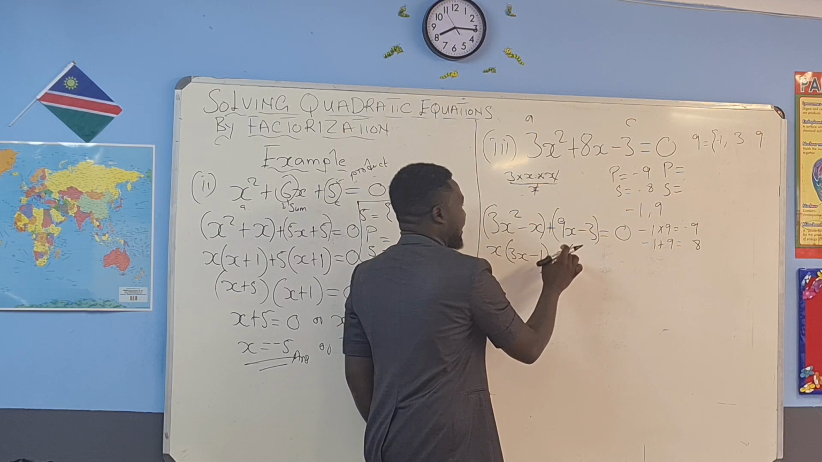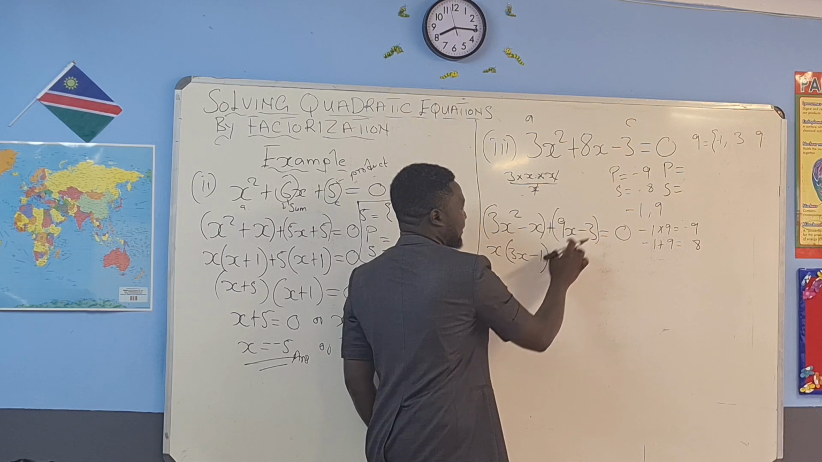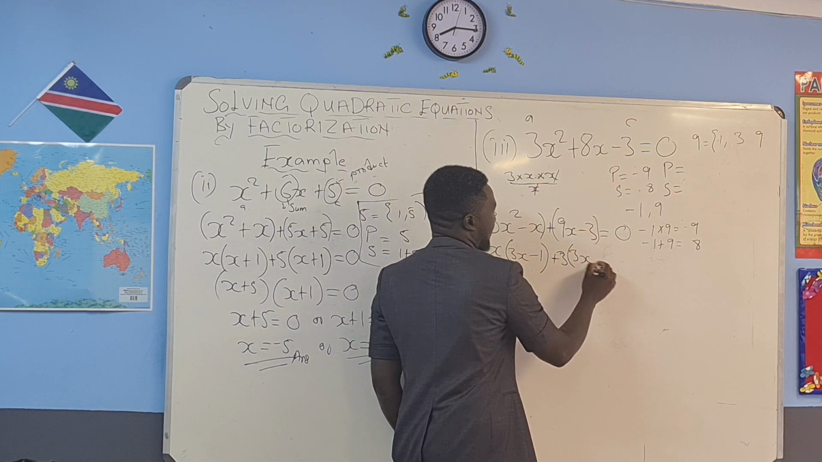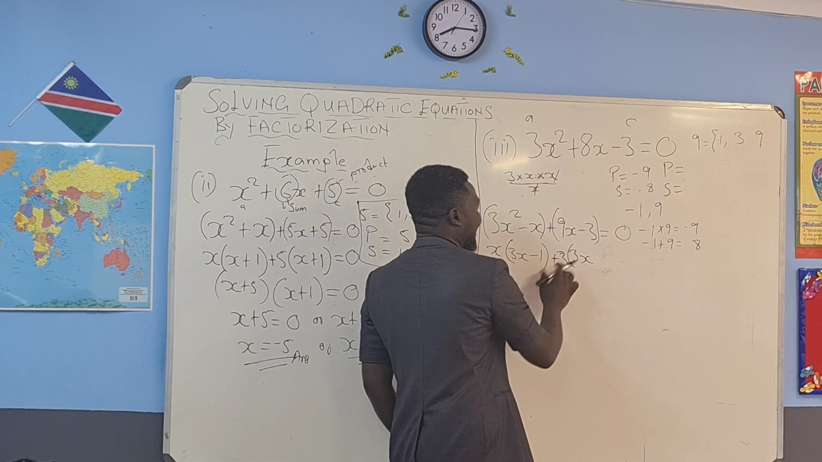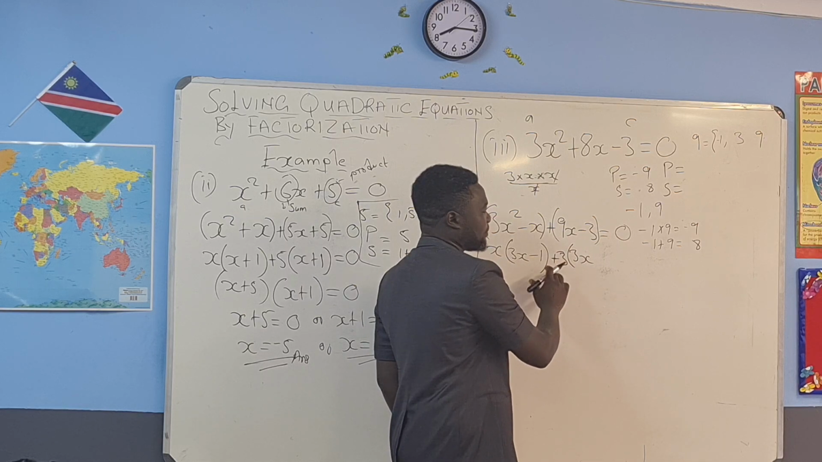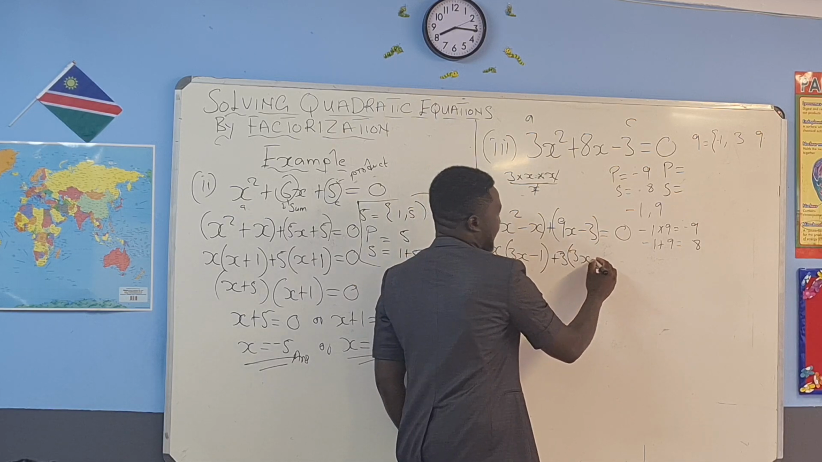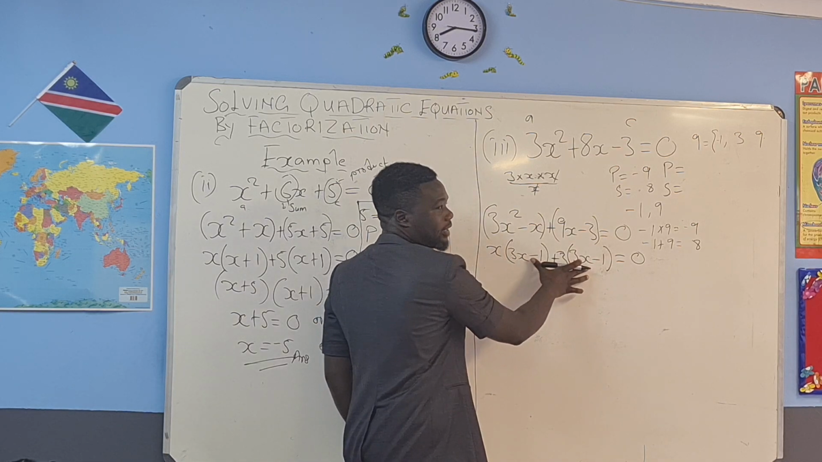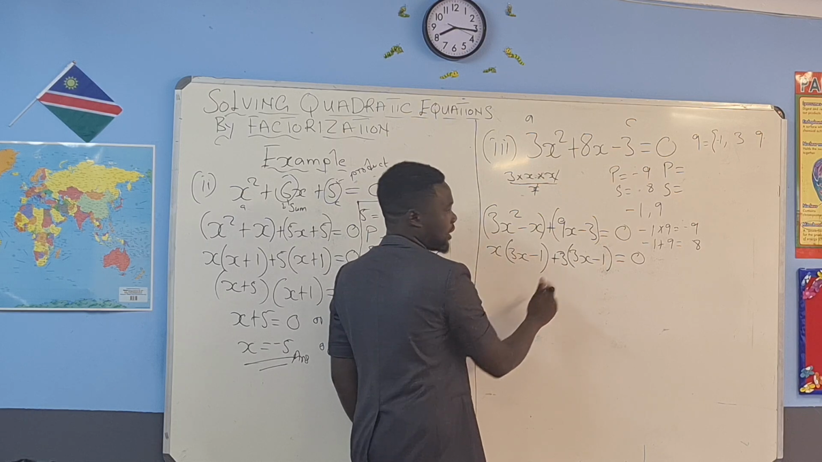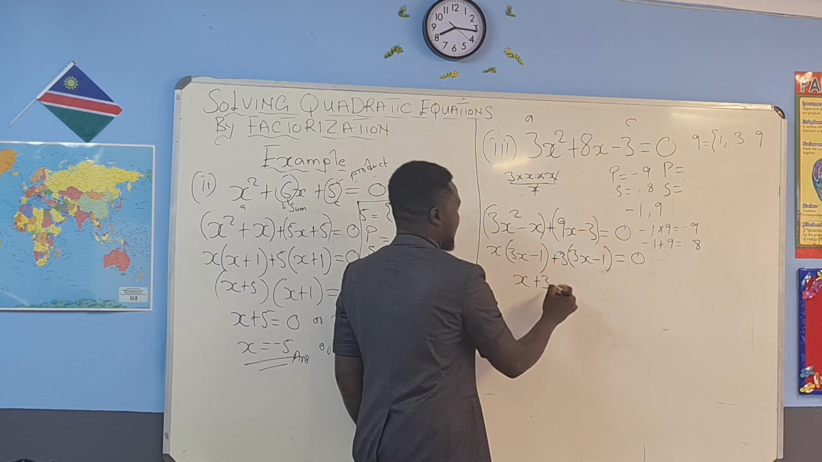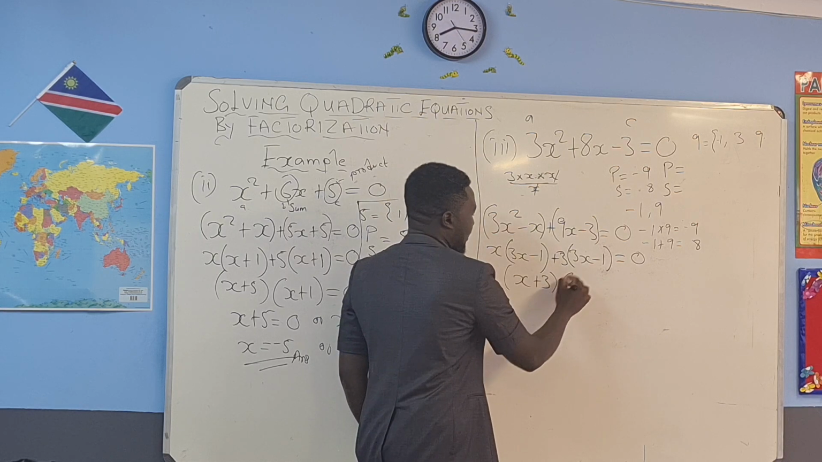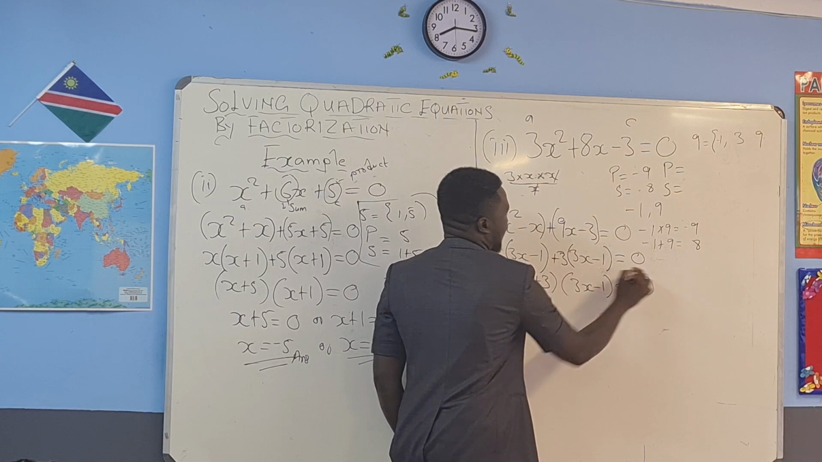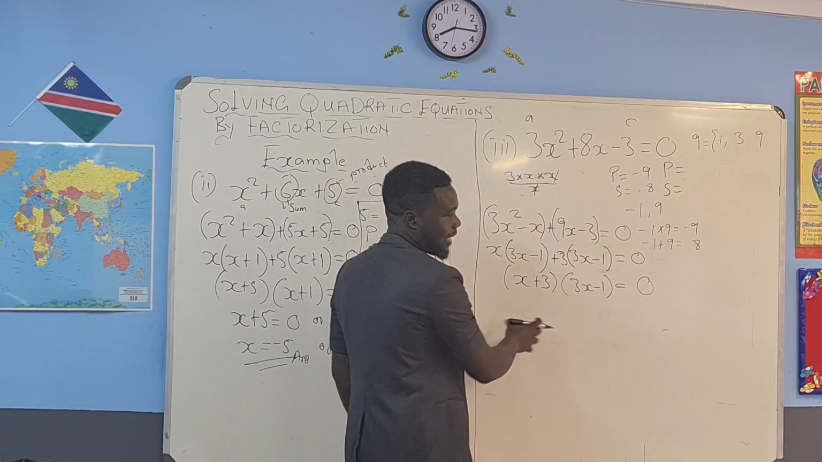Then you divide: 9x divided by 3 is 3x, and -3 divided by positive 3 is negative 1, equals 0. So from there, these two brackets are the same, so we just pick this and this one, which is x plus 3. Are we together? And then we say 3x minus 1 is equal to 0. From this side, it's very easy.